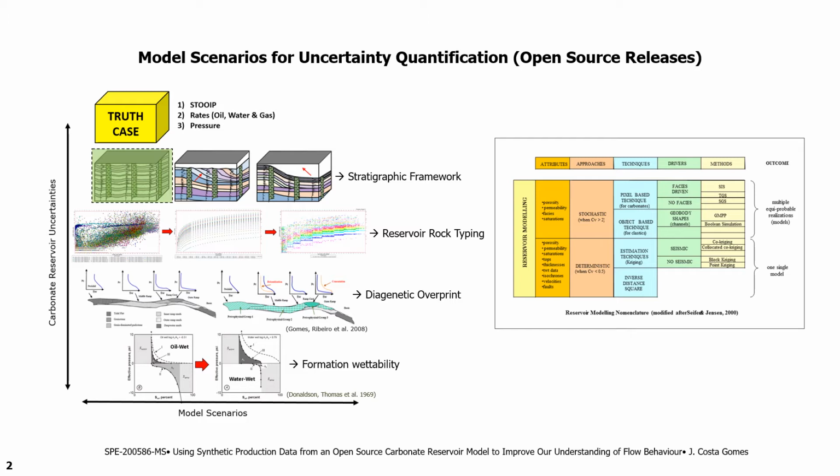I have then rebuilt with the same data set using a different concept of the subsurface via the stratigraphic framework. Then we have the reservoir rock typing technique, the diagenetic overprint, and formation wettability. These are just to name a few of the large-scale geological uncertainties that one has to decide and interpret when modeling reservoirs. On the right, we also have the reservoir modeling decisions to make, all of which can have an ultimate outcome when building models, be it which attributes, approaches, techniques, drivers, and methods one is to use. Modeling this stochastically, deterministically, facies-driven, non-facies-driven, and so forth.